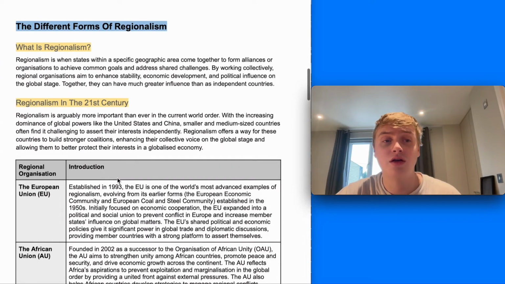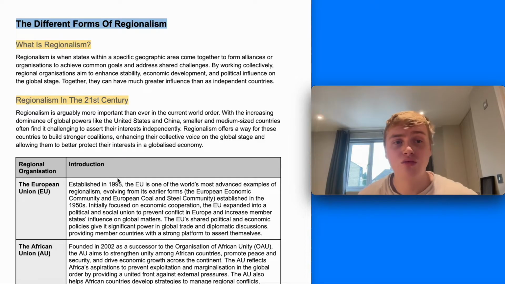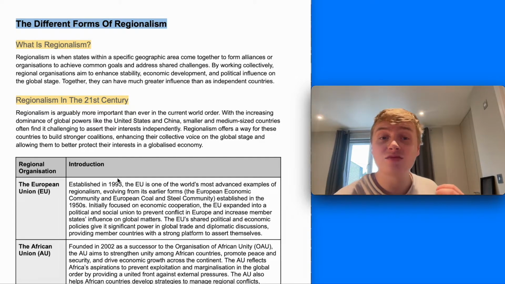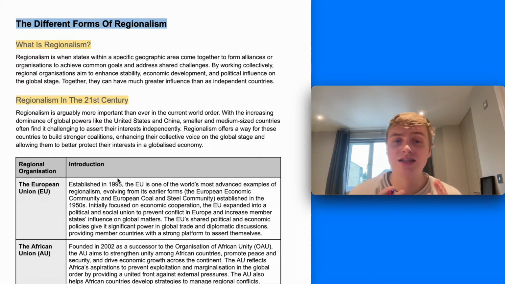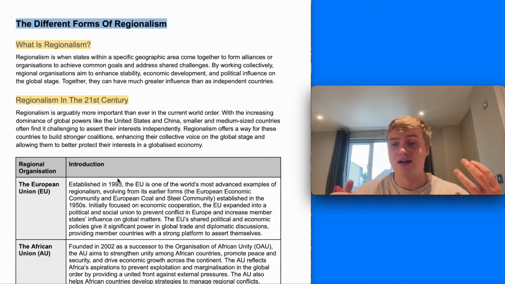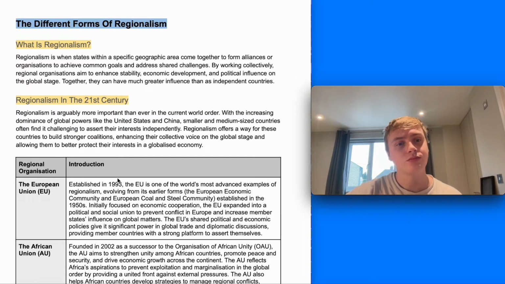Starting off though with a look at what regionalism is. So regionalism is when states within a specific geographic area come together to form alliances and organisations to achieve common goals and address shared challenges. So of course the shared geographic area is the region, and by working collectively they aim to enhance stability, economic development and political influence on the global stage. And the idea is that together, by coming together in a bloc, they can have much more influence than they would have as countries on their own.